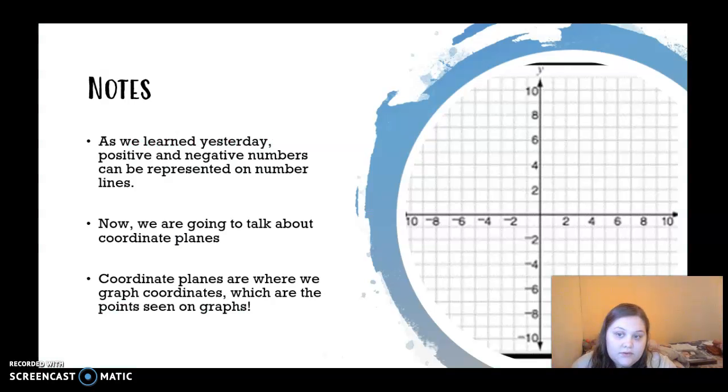So from yesterday, you should remember that positive and negative numbers are represented on number lines, and we also discussed how number lines are represented. This can be a version of a number line, and this can be a version of a number line. So today, we're going to go over what coordinate planes are. Coordinate planes are basically where you put 2 number lines together, and they create a giant grid like this, and this is how we create graphs. So we're also going to talk about a coordinate, which is a point on the graph, which is usually those little dots you see all over the graphs. But we're going to go over that in the next slide.